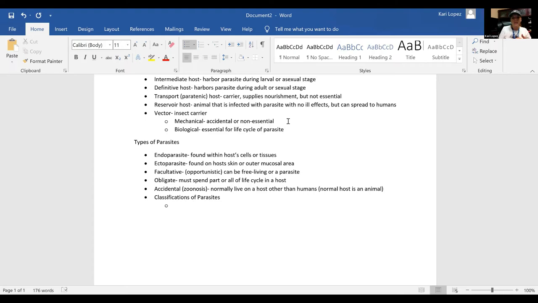So one of the big classifications is going to be helminths. Your helminths are going to be worms. Just worms, period.